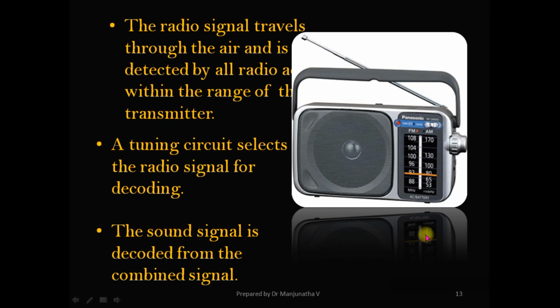The radio signal travels through the air and is detected by the radio antenna within the range of the transmitter. The tuning circuit selects the radio signal for decoding. The sound signal is decoded from the combined signal. Later, we can hear this sound.